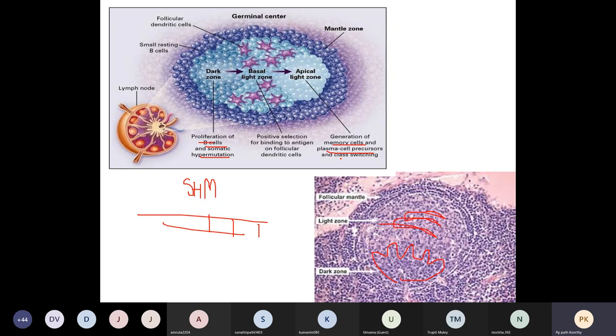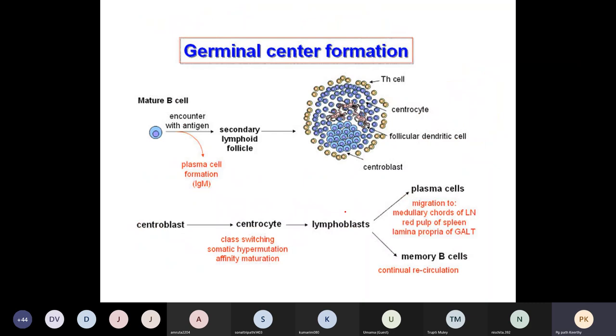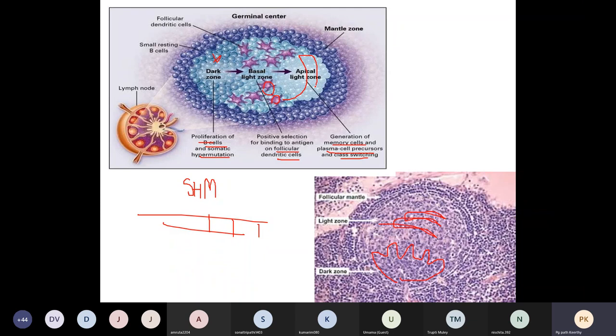And in between is your follicular dendritic cells, which gives that pale color. Okay? This is your follicular dendritic cells. Then is your mantle zone, then is the marginal zone. So you understood what is the dark zone and what is the light zone? So this is the dark and light zone, okay? So this MYC is mostly present in your centrocytes, which are present in the light zone of the germinal center. And it is not present in your dark zone. Okay, that is your proliferating B cells. Here it is absent. If you do staining, normally it should be present in your light zone, where your centrocytes, plasma cells or memory cells are present.